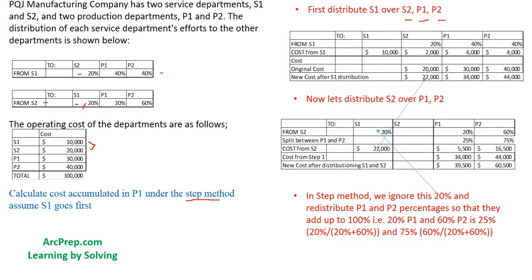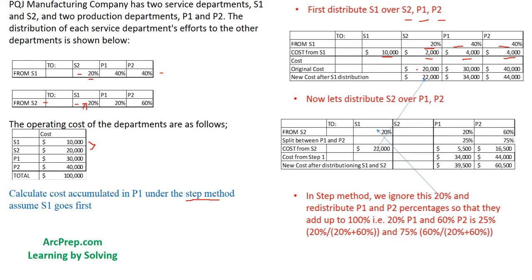So in order for me to start with S2, this number should be higher than this number here. Okay, so allocating S1 over S2, P1, and P2 is relatively easy. What we need to do is take the $10,000 and then distribute it by the respective percentages, 20, 40, 40. So it's $2,000 goes to S2, $4,000 goes to P1, and $4,000 goes to P2. Again, $10,000 distributed 20%, 40%, and 40%.